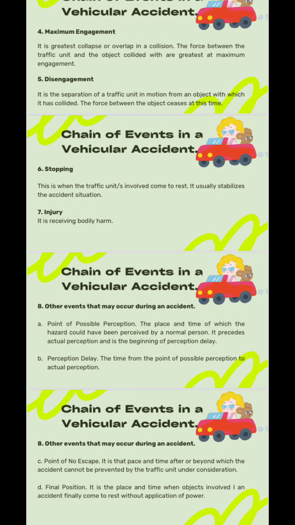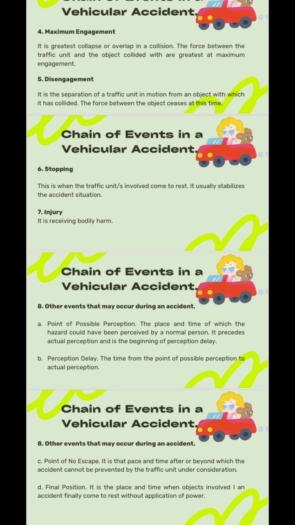Example is a driver sees a car coming from a side street. The point of possible perception is when the car first appears in their line of sight, but the driver hasn't yet reacted to it.